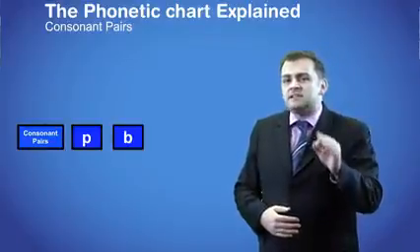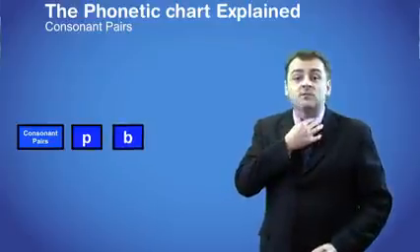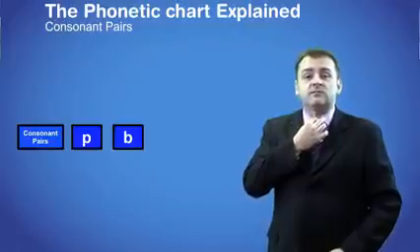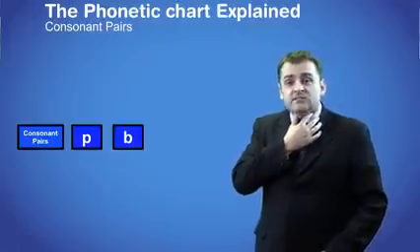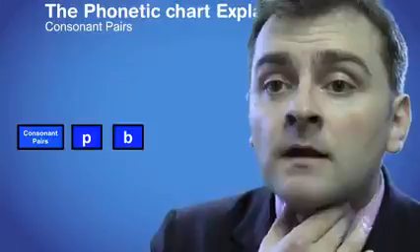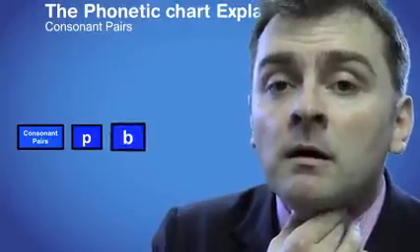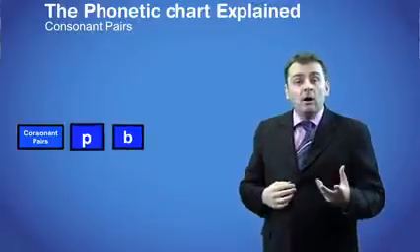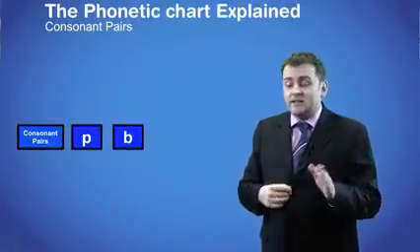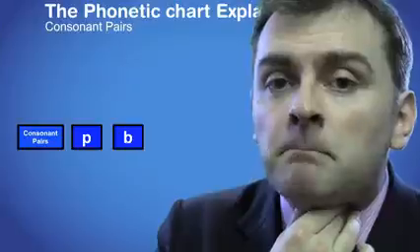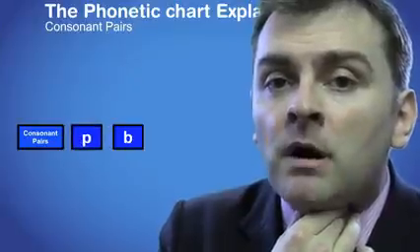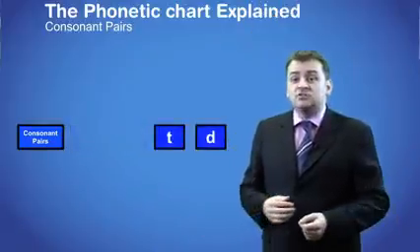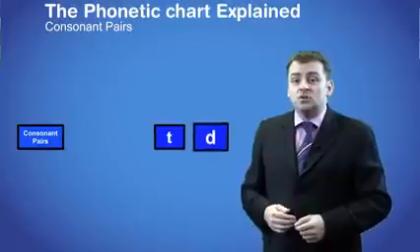The only difference is B is voiced, which means that we use our vocal cords to produce the sound. If you feel your neck when you say the sound, you should feel some vibration. B, b, b. Now if you say p, if you say it correctly, you won't feel that vibration. P, p, p. The same is true for the next pair, t and d.